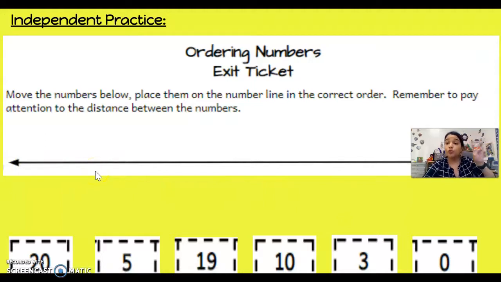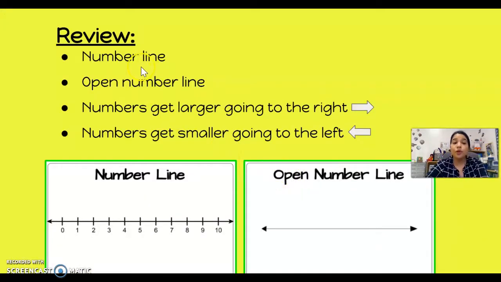And you have to remember the 2 rules we always think of when we're working with an open number line. So remember those 2 rules. Left to right and smallest to biggest. You're going to go ahead and put all of these numbers in order. You can go ahead and count from 1 to 20, so just count or see which one's smallest and which one's the biggest one. After you're done with your ordering numbers exit ticket and putting the numbers on your open number line, you can go ahead and review your number line and open number line vocabulary words.